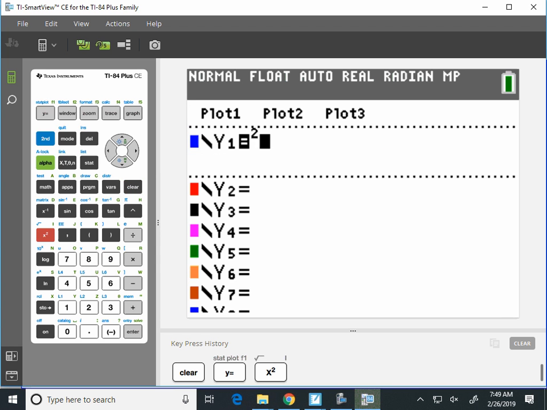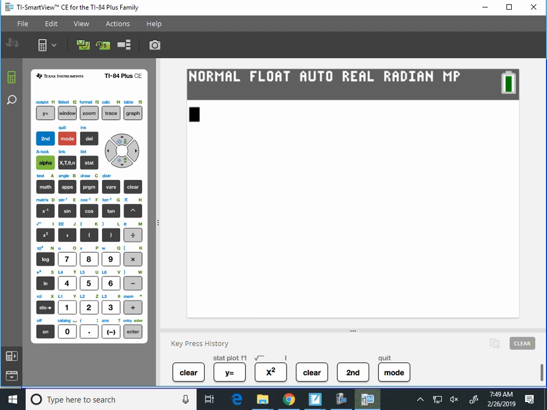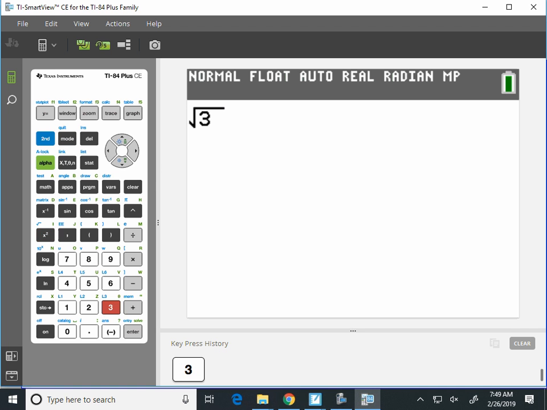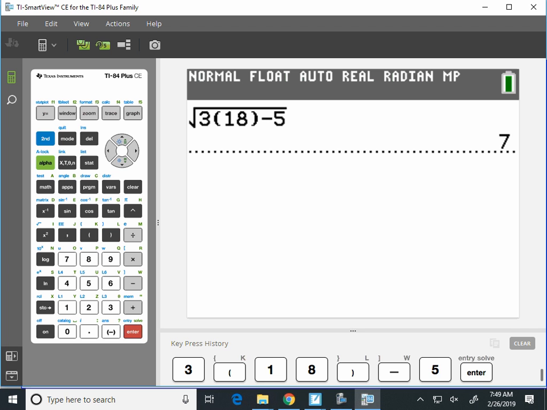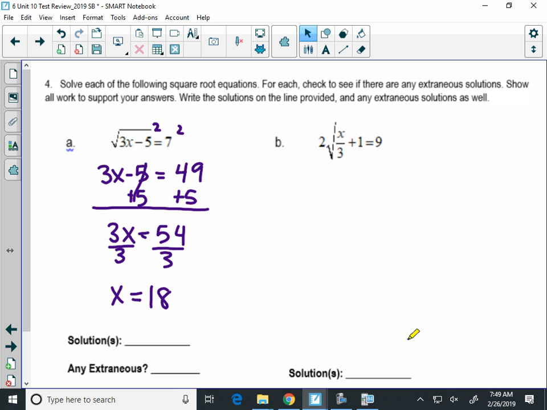So I'm going to type in our square root. Oops, that's not what I wanted. I want to be in main screen. Square root. We'll have 3. Now instead of x, you type in the 18 that we found, minus 5. When I hit enter, I get 7. And notice that here, I had 7 as the solution, which is what we wanted. So that means that x equals 18 is your solution, and there were no extraneous answers in this problem. Okay, 18 was your solution.